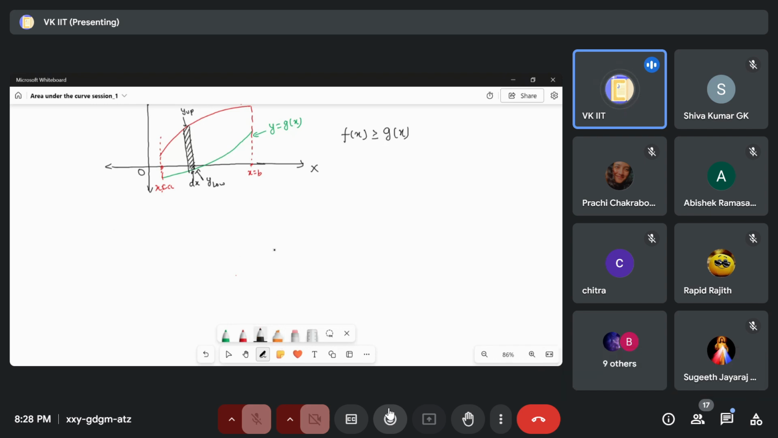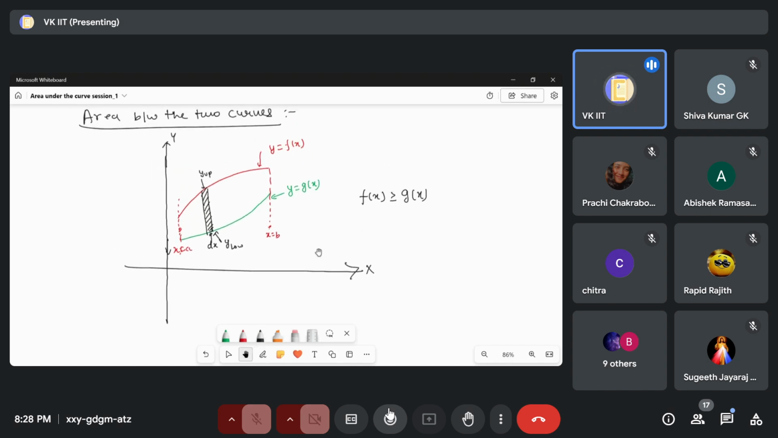First case will be like this: both the curves will be above the x-axis, like this. Just draw it carefully, because the case that I have drawn earlier was basically breaking the limits. Once you understand this basic, then you can go for breaking the limits also.